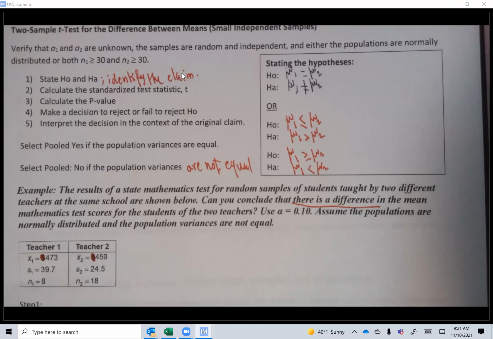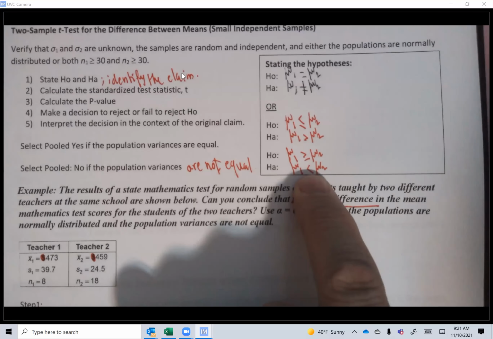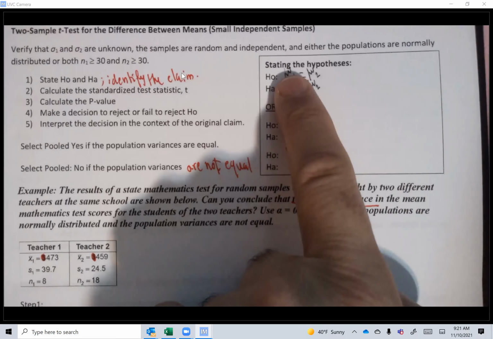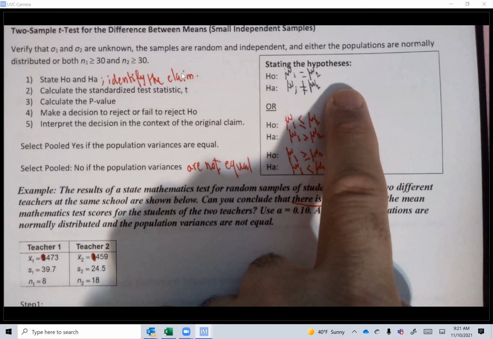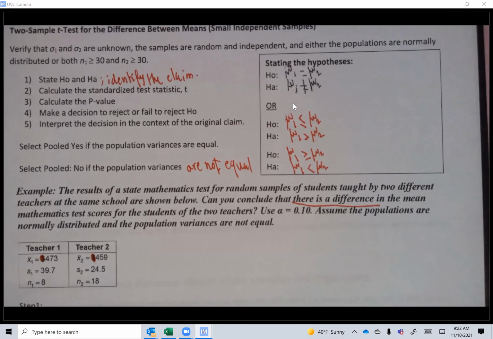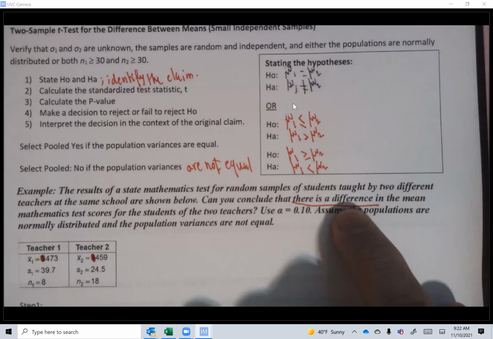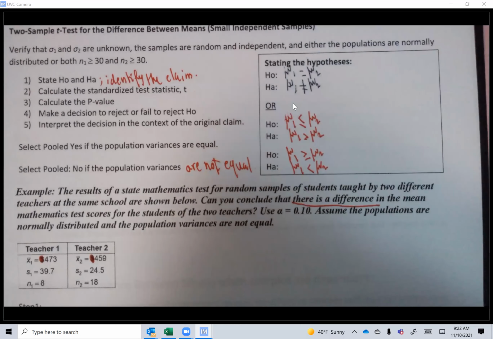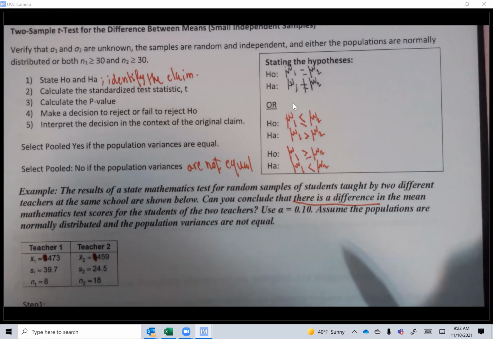Because 3 says less than, and 2 says greater than, and 1 says different from. So it has to be number 1. No, a difference doesn't mean less than. Yeah, it could be less than, it could be greater than. Since we don't know, we just use difference. That's a good point. So guys, difference means this one right here. And this is where the claim is. The claim is in HA. So that's the first step. Let's write it down.